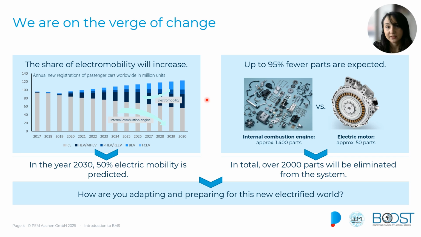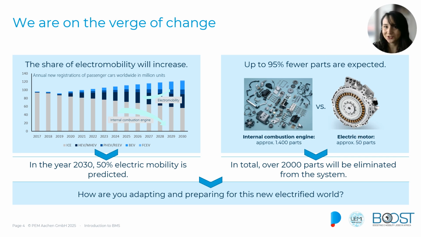This change comes with several opportunities, but also with several challenges. As you can see on the right, one of the biggest differences between traditional vehicles and the EV lies in the complexity of the system. An internal combustion engine, for example, has approximately 1,400 parts, while an electric motor only has 50 parts. In total, 2,000 parts are eliminated in the vehicle in EV systems. This has many advantages. We simplify the maintenance of the vehicles, and we also reduce the probability of mechanical failures. On the other side, we are shifting the focus from the mechanical components to the electrical and electronic components.